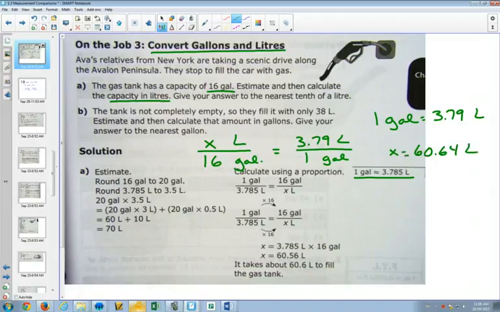So notice that our answer using our formula is a little bit different than the answer that they used, because they used 3.785 and we use 3.79. So it works out to be roughly the same.